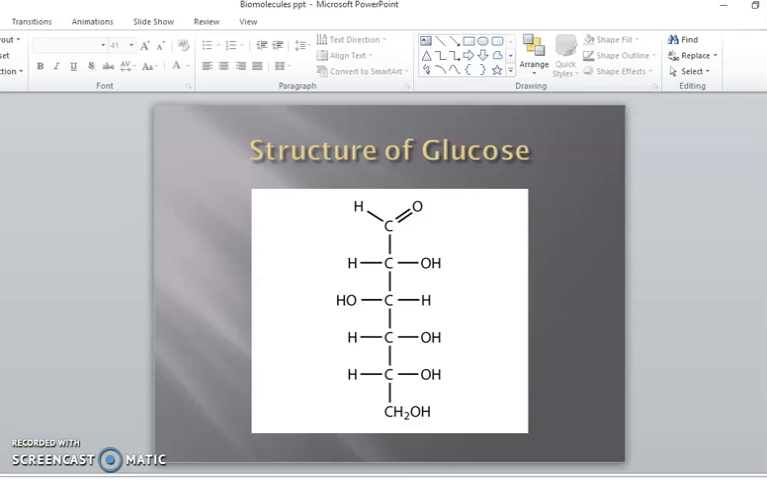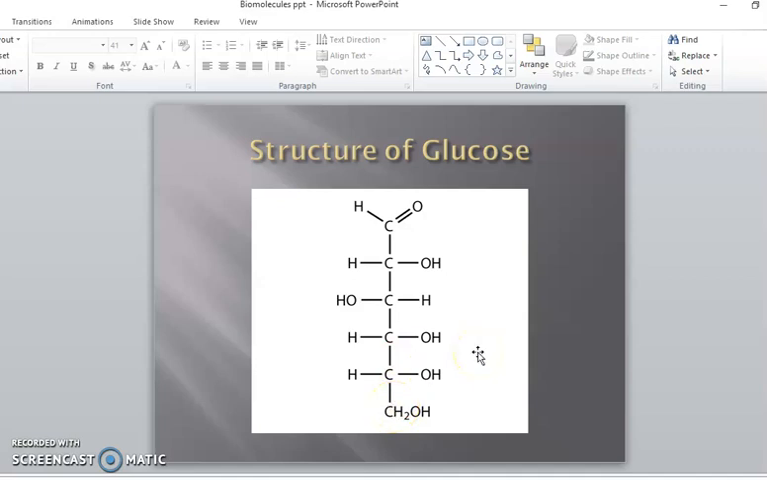We'll discuss the structure of glucose. We know glucose is an aldohexose, which means there are 6 carbons, 1, 2, 3, 4, 5, 6, with an aldehyde as the functional group. This is the most oxidized carbon, which is at the top, and is numbered 1. So they are numbered 1, 2, 3, 4, 5, 6 in that way.